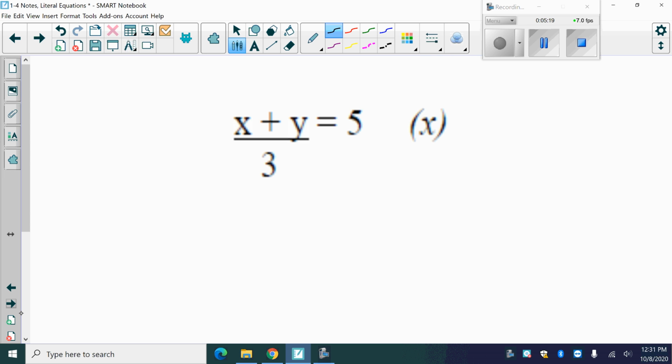Next one. It's kind of blurry. I apologize about that. So this one, I have x plus y divided by 3 equals 5. And this one we're solving for x, which is right here.